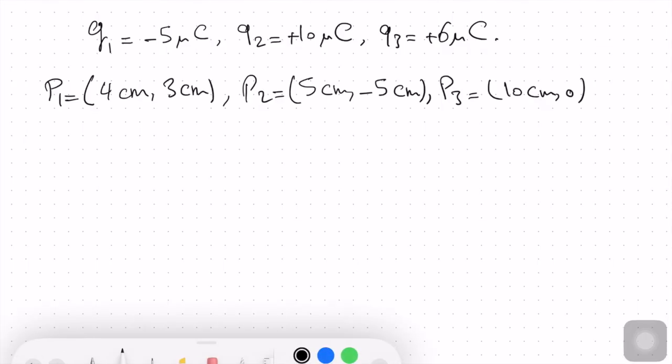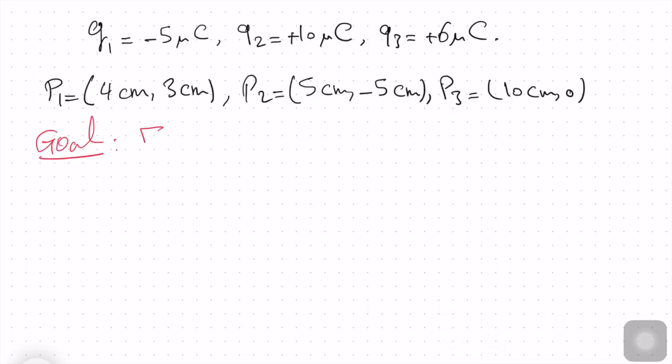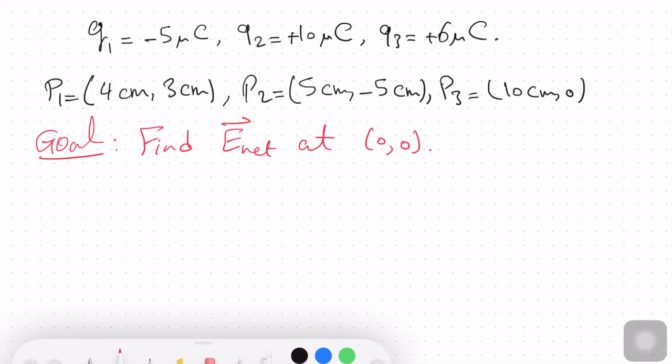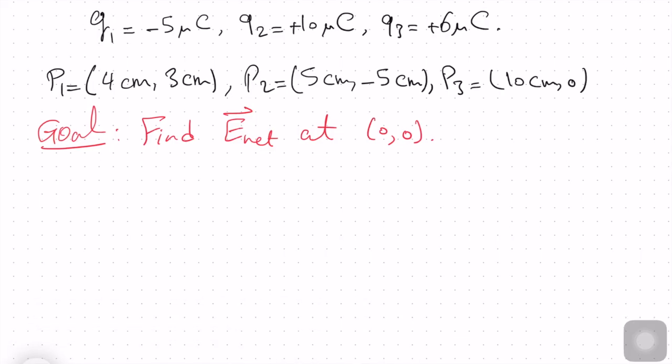Okay, so now that we have these, let's write the goal of the problem. The question asks you to find the net electric field at the origin. So the goal is to find the net electric field at 0, 0. Go ahead and pause the video and see if you can solve this problem on your own, and then come back and we'll go through it step by step.